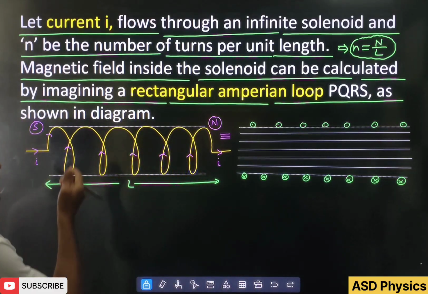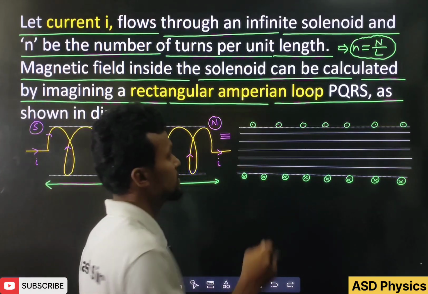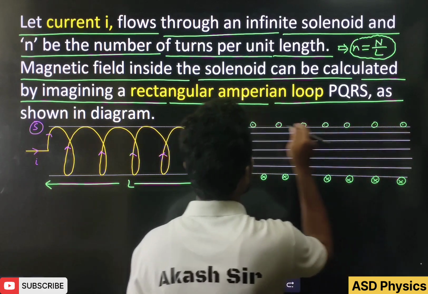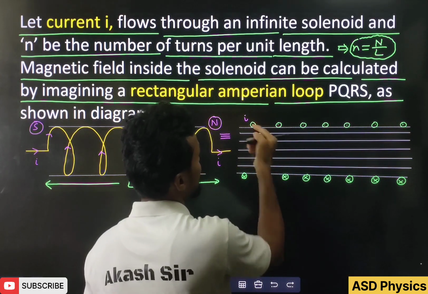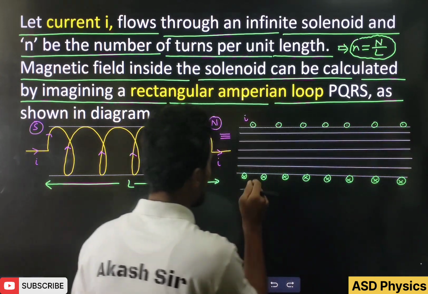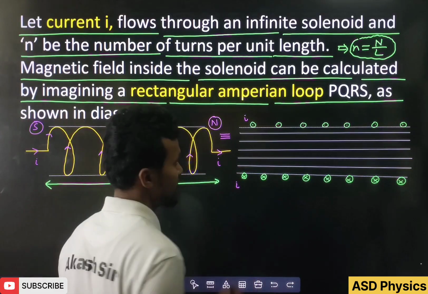So see, this is the situation. So this thing is represented here. You can see, from all this, current is coming outside. A dot inside the circle means current is coming outside here. A cross inside the circle means current is going inside.